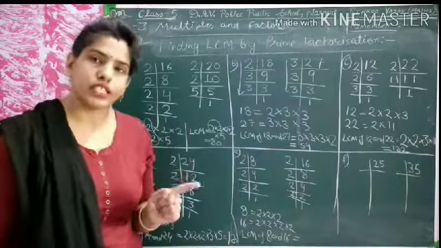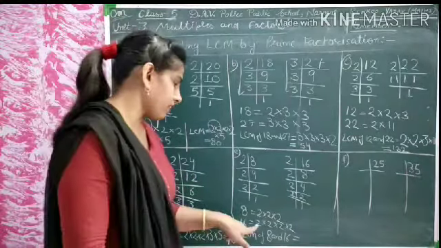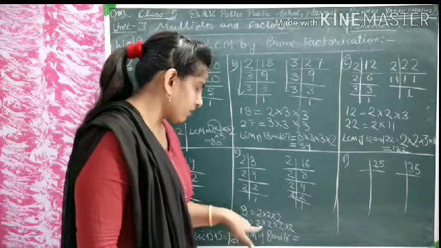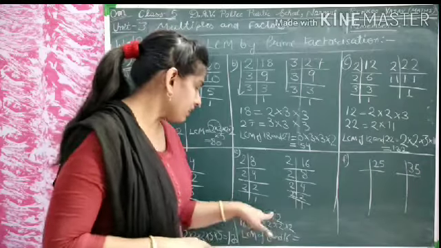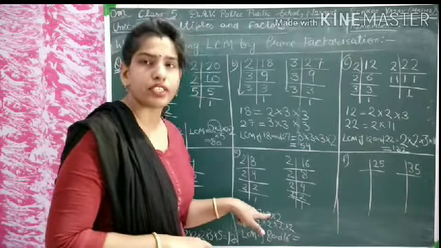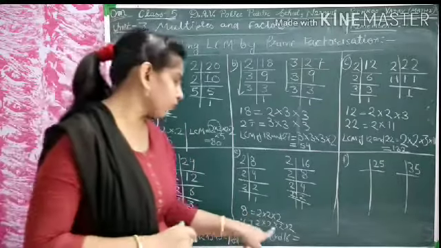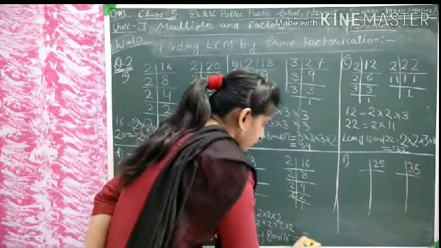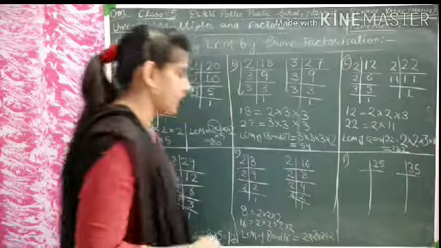Now we will see the maximum number of times 2 occurs in every number. In the factors of 16, 2 occurs 4 times, and in 8 the prime factor 2 occurs only 3 times. It means the maximum number of times of 2 is 4. So 4 times it is used here. It means we have to use it 4 times in the LCM also.